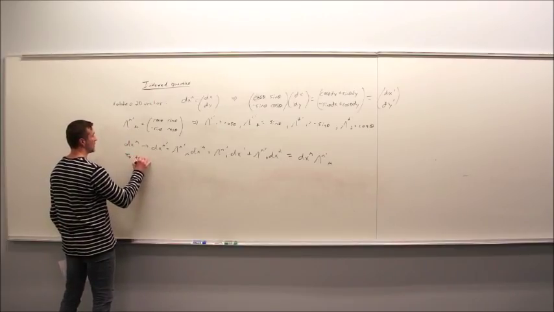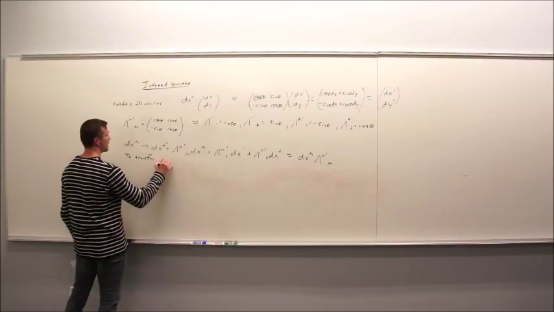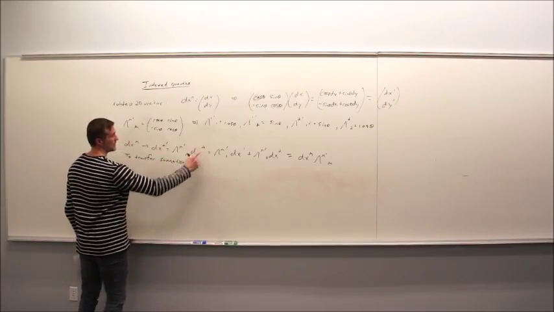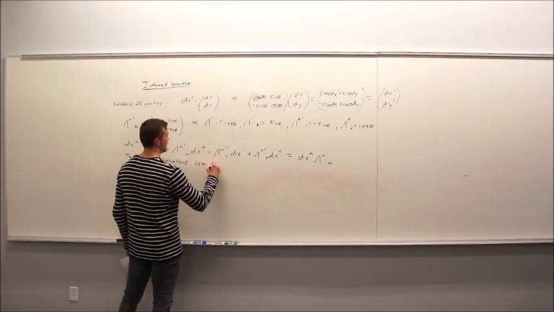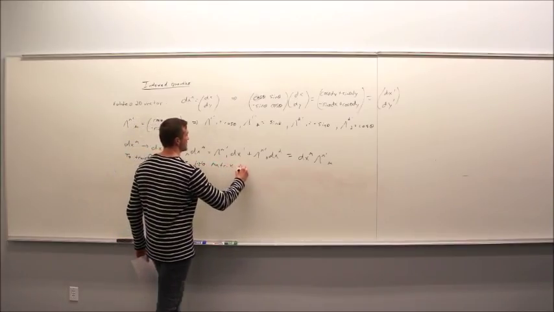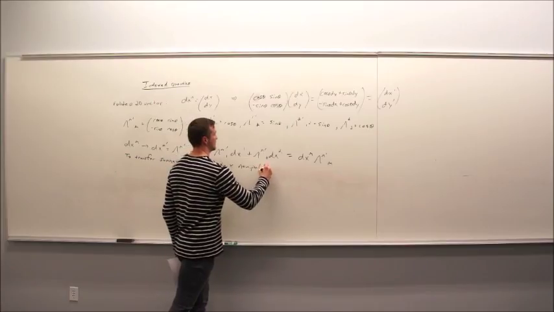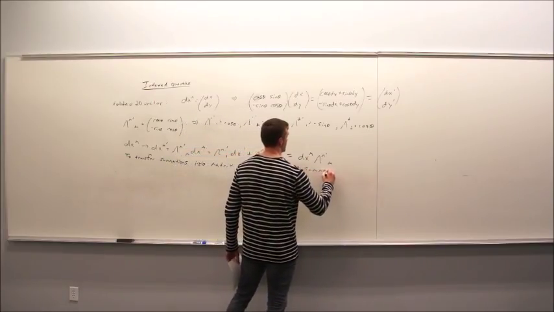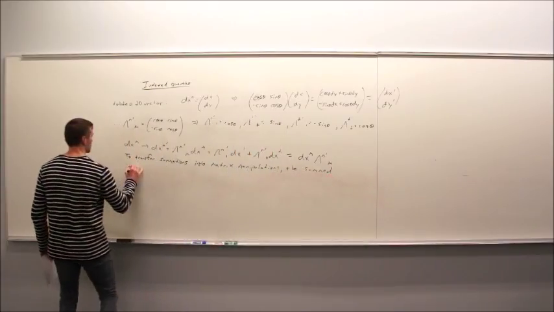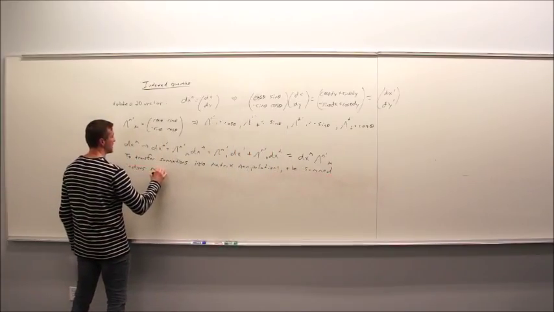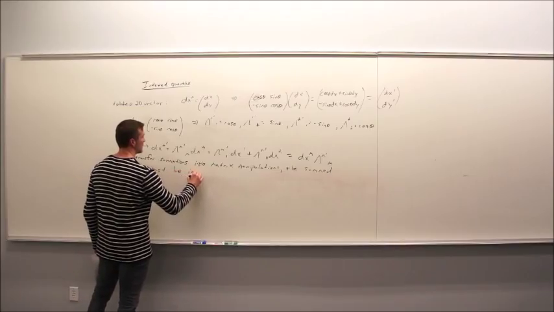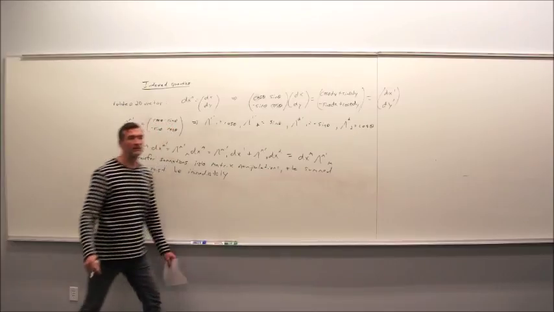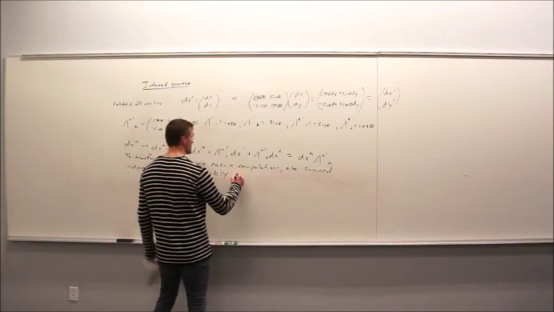To transfer summations over indices into matrix manipulations, the summed indices must be what? I know that there are people who took GR who know this. They must be adjacent, immediately adjacent to each other.